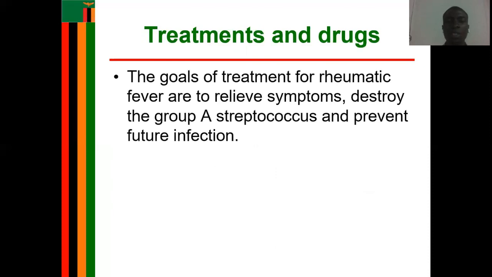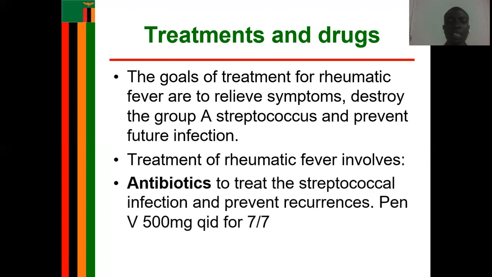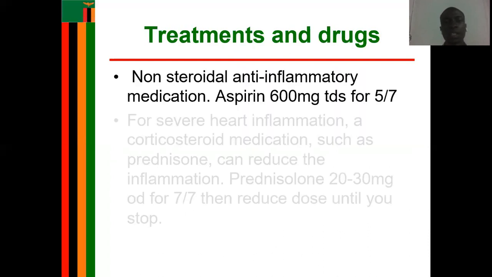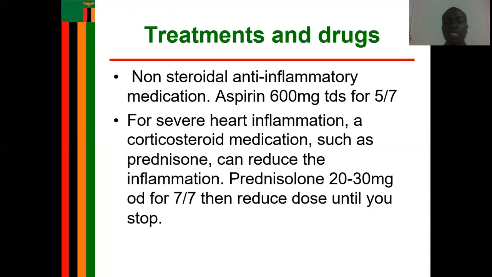Treatment: the goals of treatment of rheumatic fever are to relieve symptoms, destroy the group A streptococcus, and prevent future infection. Treatment includes antibiotics to treat the streptococcus infection and prevent recurrence, such as Pen V, 500 milligrams QID for 7 days. You can also give non-steroidal anti-inflammatory drugs such as acetylsalicylic acid or aspirin, 200 milligrams TDS for 5 days. For severe heart inflammation, you can give corticosteroids such as prednisolone, 20 to 30 milligrams for 7 days.